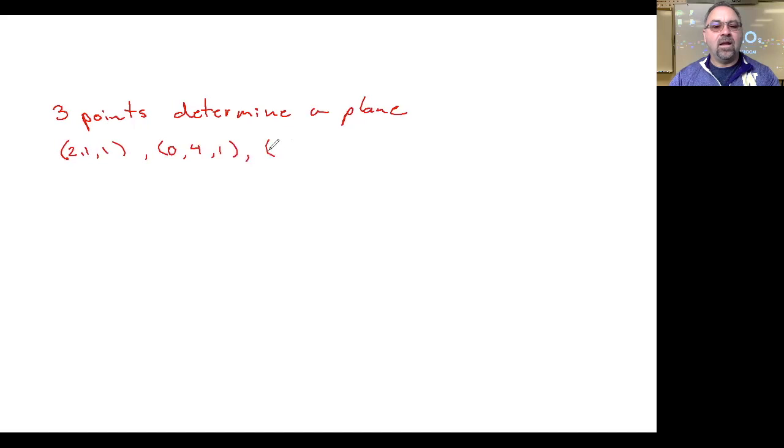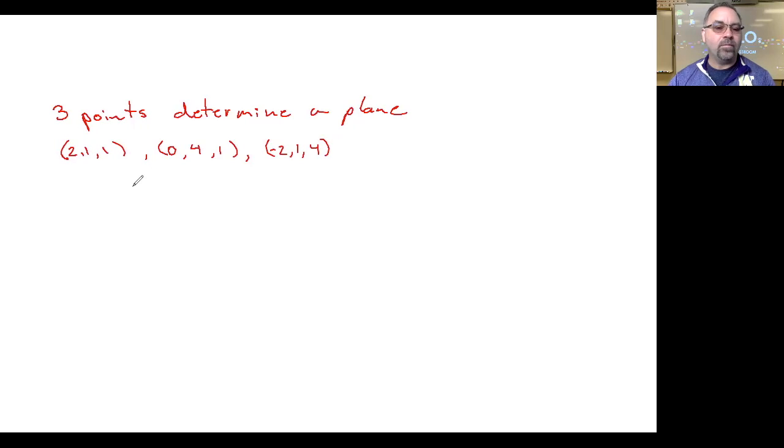So back in geometry, you probably learned something like this, that 2 points determine a line, 3 points will determine a plane. Well, let's see. If I give you 3 points, (2, 1, 1), (0, 4, 1), and (-2, 1, 4), there's our 3 points. That must determine a plane. And if it determines a plane, we can come up with the equation for said plane.